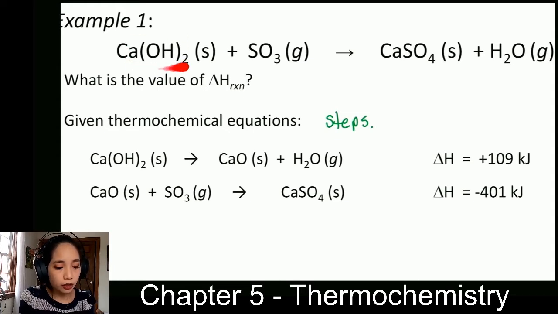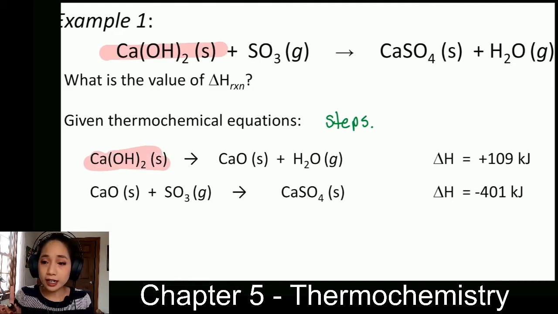Looking at our target reaction, I want calcium hydroxide solid on the reactant side. So let's look at what's given. In this first reaction, I have calcium hydroxide right here. How this thermochemical equation is written, calcium hydroxide solid is on the correct side, so we don't have to do anything to that first step. Next, let's look at the next component.